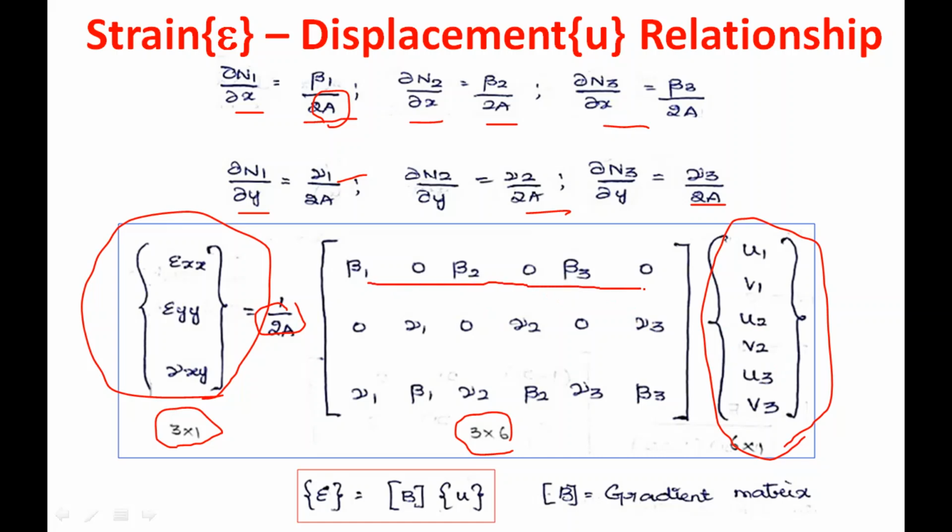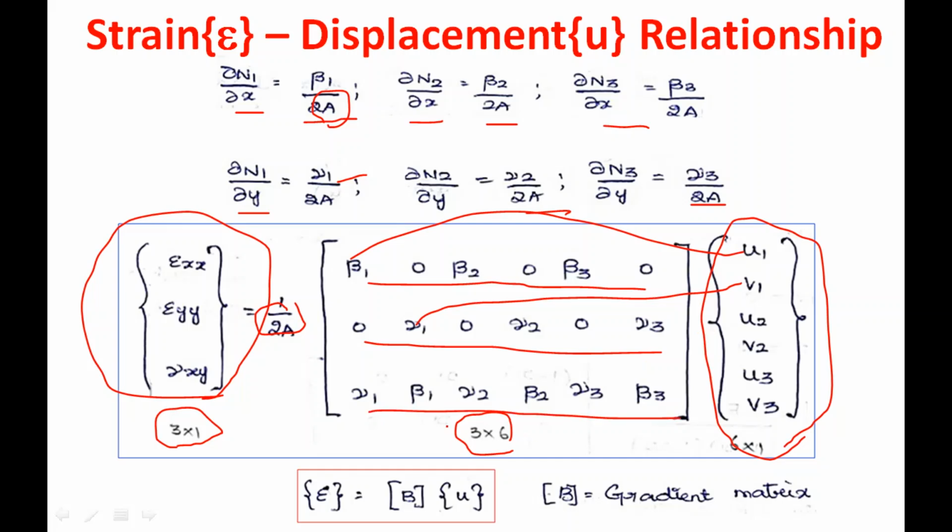So this row, the beta row, and the next one for epsilon yy. So gamma should be multiplied with v, right? Here beta should be multiplied with u. That way we are arranging the terms. But the third row is for shear strain. Here the beta and the gamma will interchange their positions. So in this one we are writing gamma 1, here beta 1, then gamma 2, beta 2, gamma 3, beta 3. So this matrix is going to be called the gradient matrix or strain displacement matrix, which relates the strain and the displacement.